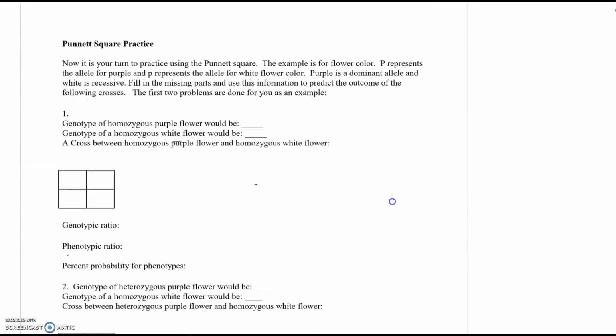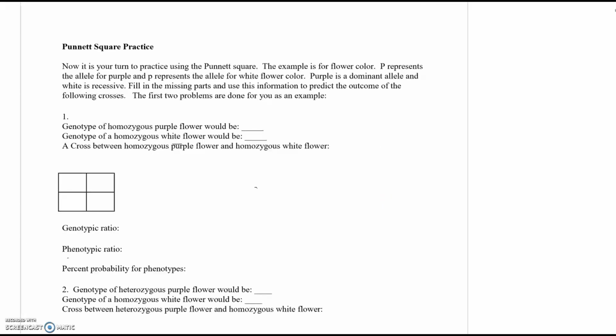So let's look at a few practice problems here. Here you are told that we're looking at flower color. Big P is representing the purple allele, and little p is representing the allele for white flower color. And you're being told that purple is dominant and white is recessive. So this is information you're being given here. Later on, you'll figure out how you could determine whether one trait is dominant or recessive. We just chose P as a letter of the alphabet. We could choose any letter we wanted.